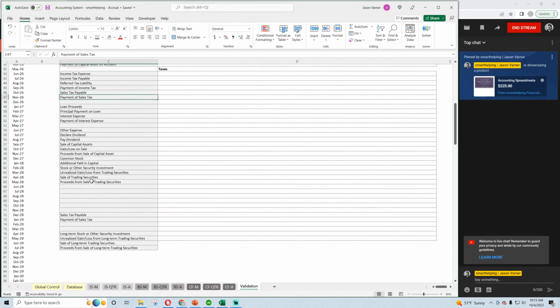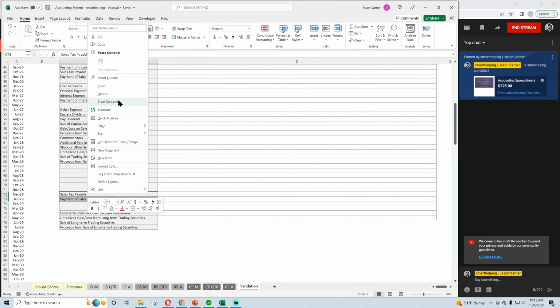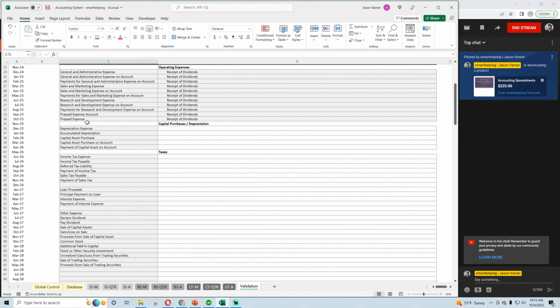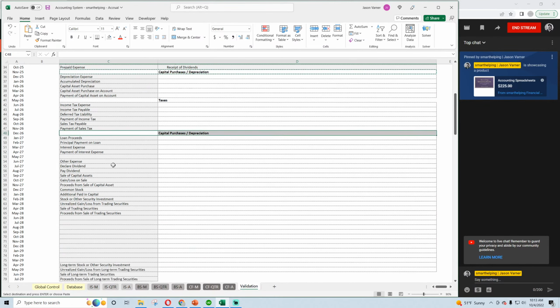Okay, sales tax, any other tax items here? Just put those up there. Sales tax, payment of sales tax. Next, we have loans, debt, payments. So receiving a loan, paying principal back, interest.